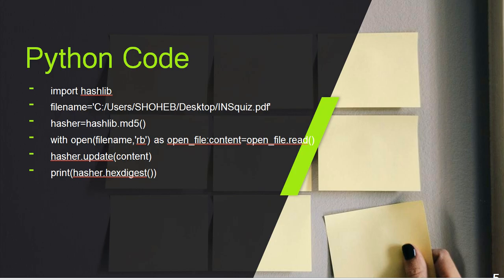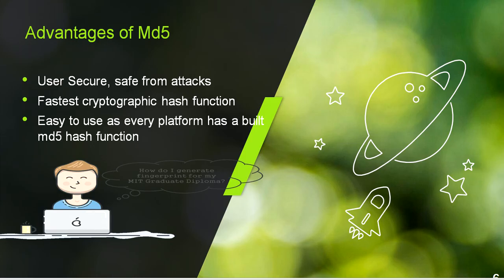Then we shall just see a few advantages of MD5. MD5 is important because it is secure, safe from attacks. It is one of the fastest cryptographic hash functions, and also easy to use. It is convenient because every platform has a built-in MD5 hash function.